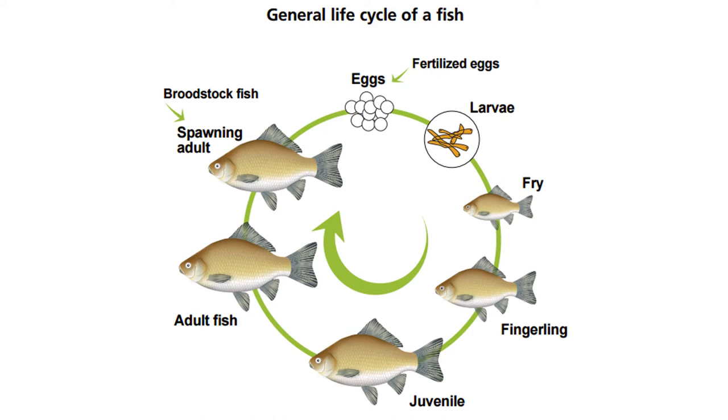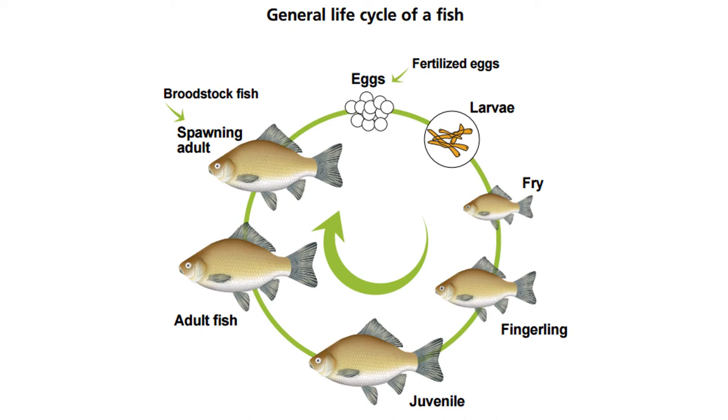Next is the adult. When fish are able to reproduce, they are considered adults. The time it takes to reach maturity varies among species and individual fish. Fish with shorter lifespans reach maturity faster.